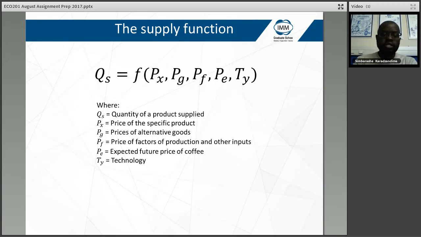So quantity supplied there is influenced by the price of the specific product, which is Px. So we want to look at the relationship there. The higher the price, the higher the quantity that is supplied. So we have a positive relationship between the price of the product and the quantity that is supplied. As the price is increasing, the quantity will also be increasing.